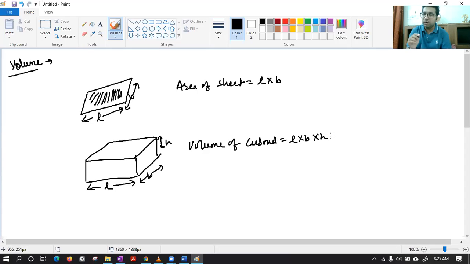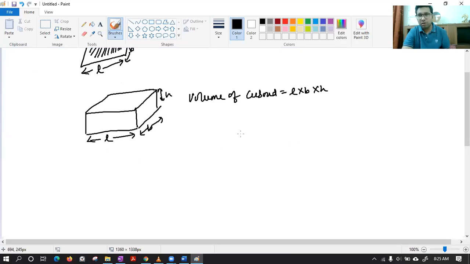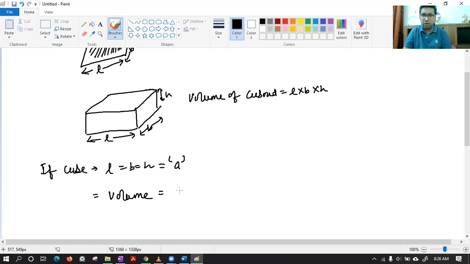Okay, this is the general case. Cuboid is the general case and cube is the special case. In the case of cube, length equals breadth equals height, and we can take all of them as A, or any variable you want. It becomes A into A into A, that is A cube. So the volume of a cube becomes A cube.